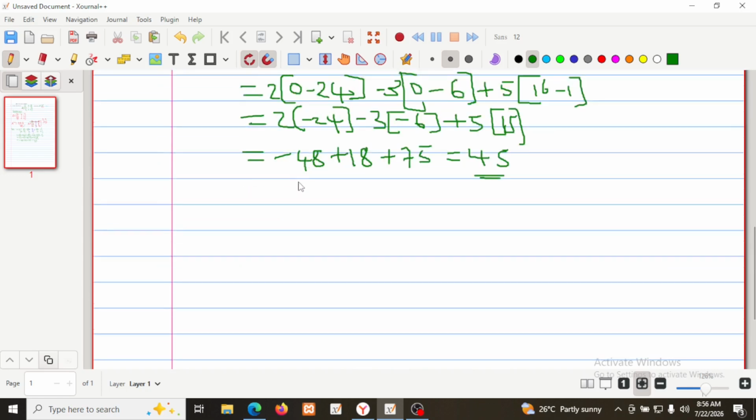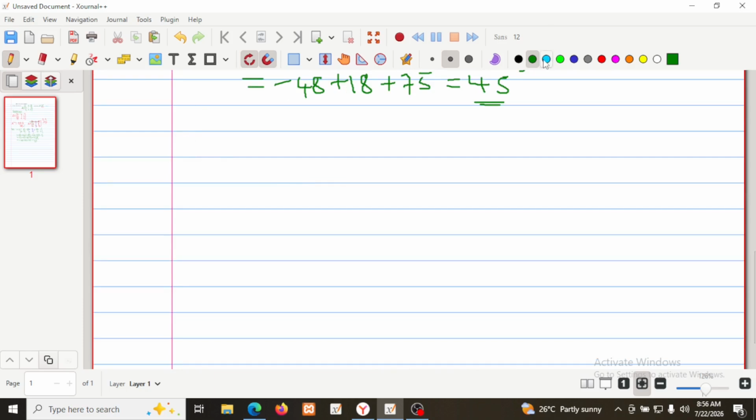So for the adjoint, I recopy the matrix here using a different color. So our matrix A was equal to 2, 3, 5, and then 4, 1, 6, then 1, 4, 0. So first we find the cofactors of the matrix. These are the cofactors of the matrix.